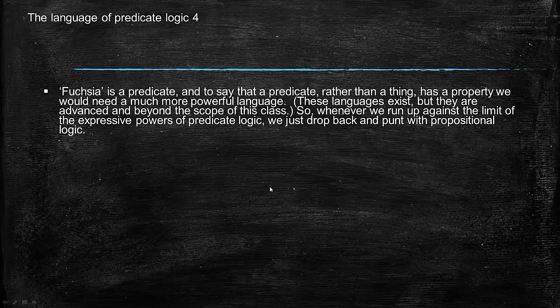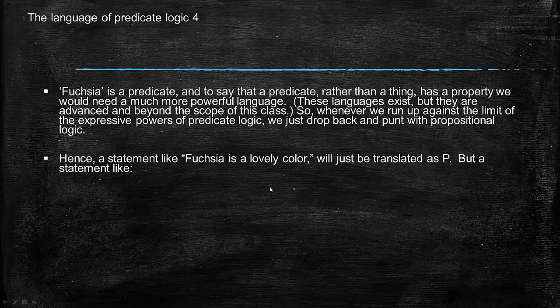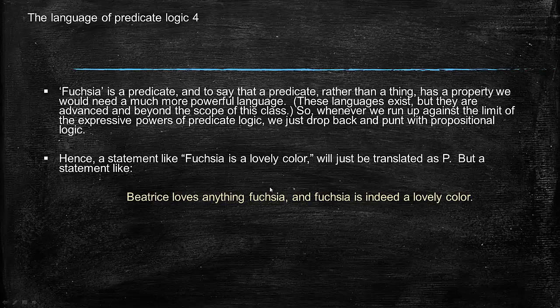We don't predicate properties of predicates. We only predicate them of names, of objects. So whenever we run up against the limits of the expressive powers of predicate logic, what we do is we just drop back and punt and use propositional logic. So a statement like fuchsia is a lovely color, if we had to deal with that, we would just translate it as P, or F if you want.